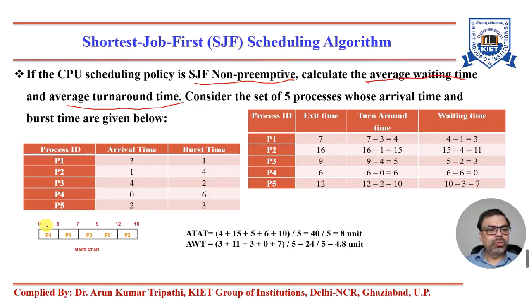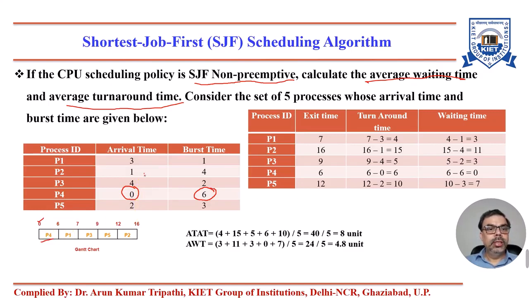So the Gantt chart is as follows. At time 0, there is only one process, that is P4. So it will be allocated the processor. Since it is non-preemptive, that means the processor cannot be snatched once it is allocated to a particular process. So P4 will get the processor at time 0 and it will continue its execution for 6 units of time.